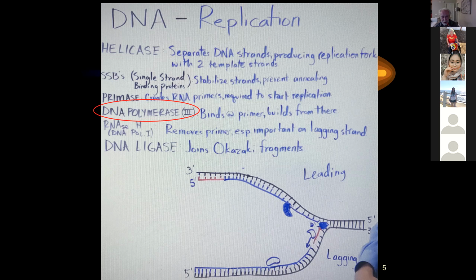The only protein that's not an enzyme is the SSBs, single strand binding proteins. And they don't have any enzymatic activity. They're just a physical presence to keep the two strands after they're unwound, to keep them from snapping back together.